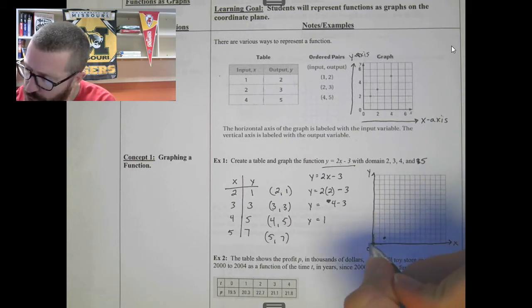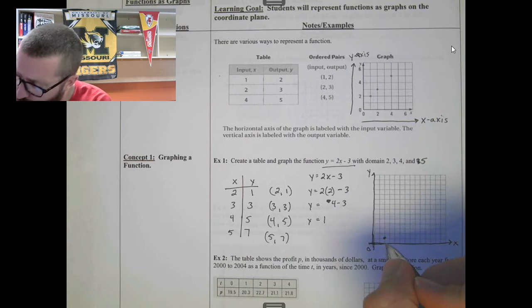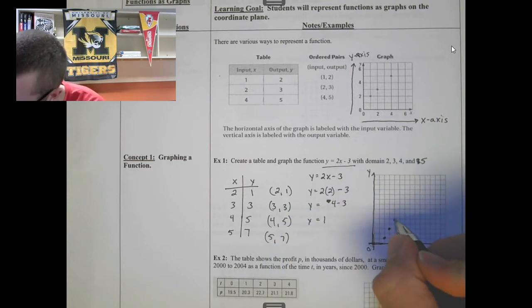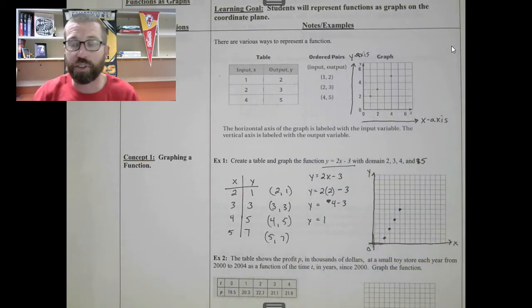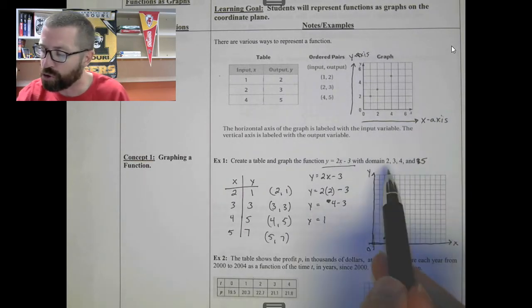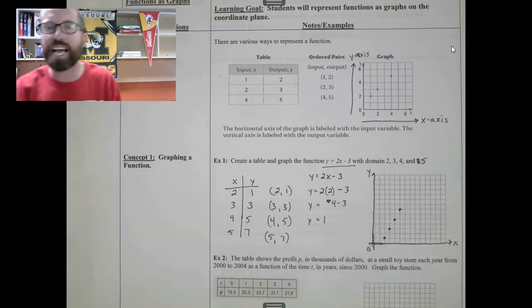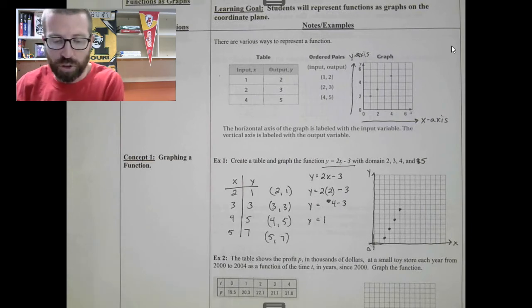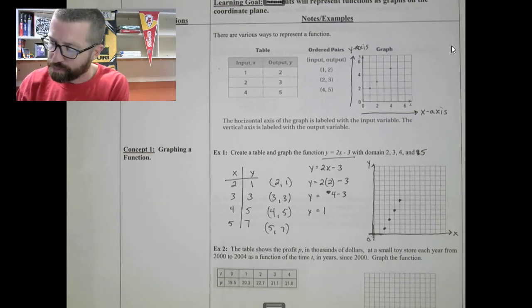That's not a point down there at 0, 0. Over 3 and up 3 is here. 4, 5 is here, and then 5, 7 would be here. Now we're not connecting these as a line, if that's something you've done before, because our domain is only 2, 3, 4, and 5. If I connected them, then my domain would be everything in between. It'd be like 2.1, 2.2, everything in between. So it's just those points that you're plotting.